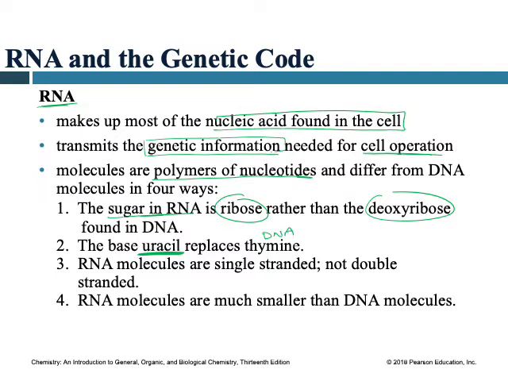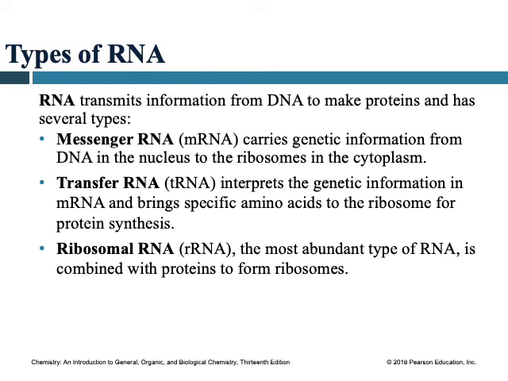And the most important thing is that mostly RNA molecules are single stranded, not double stranded, whereas DNA is double stranded most of the time. RNA molecules are much smaller than DNA molecules. So there are these four differences between DNA and RNA. So now let's talk about the different types of RNA that we can find in the cells. There are 3 different types of RNA you can find in the cell.